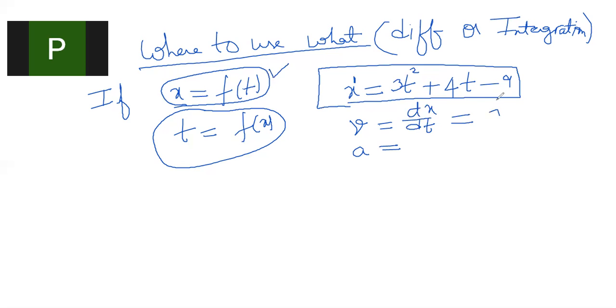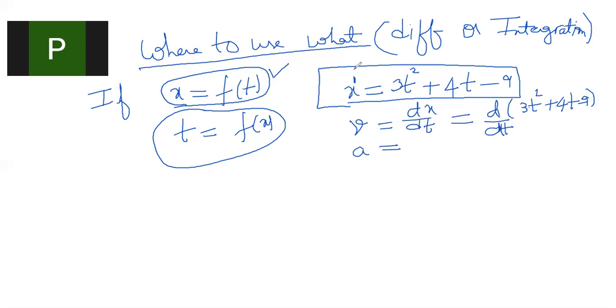For example, I am doing that now for you. Then what would you get here? d by dt of whatever is given, I am putting the numbers there: 3t square plus 4t minus 9. What would you get here?